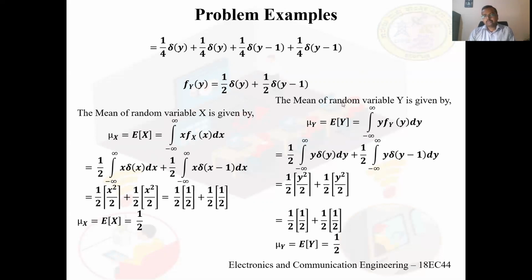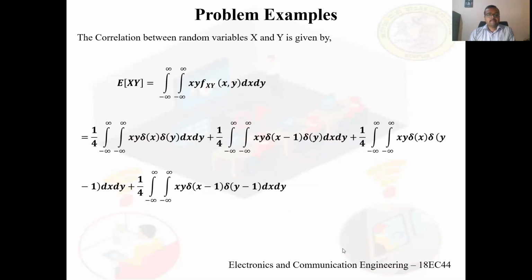Now similarly, calculate the expectation, the mean, of random variable Y. The procedure is the same as what we calculated for random variable X. What is f_Y(y) here? 1/2 δ(y) plus 1/2 δ(y−1). Substitute here and evaluate the integration. Substitute the values, evaluate and simplify, and you get 1/2.